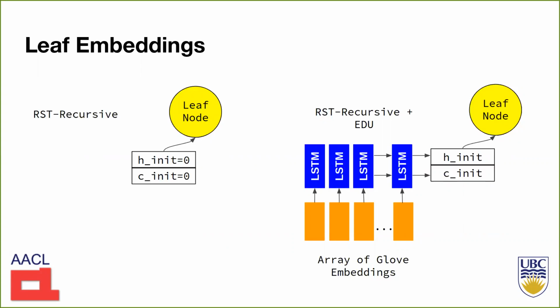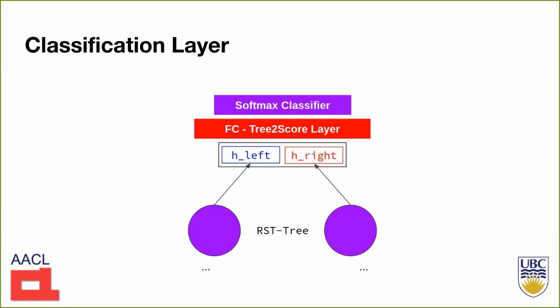This process is depicted on the right part of the figure, and we will refer to it as RST-Recursive plus EDU. The second approach allows us to incorporate the textual contents of the document into our model. On the other hand, the first approach will let us test if the RST discourse structure itself is sufficient signal for classifying textual coherence. We now describe how the document representation and coherence are computed.